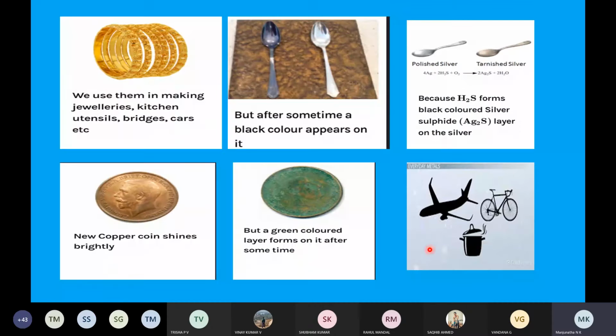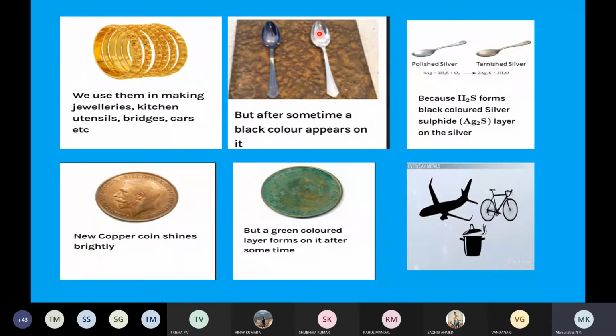See here, different metals are shown. In this one, there are two spoons made of silver. One spoon is very clear. In the other spoon there is a black color, which appeared after some time.